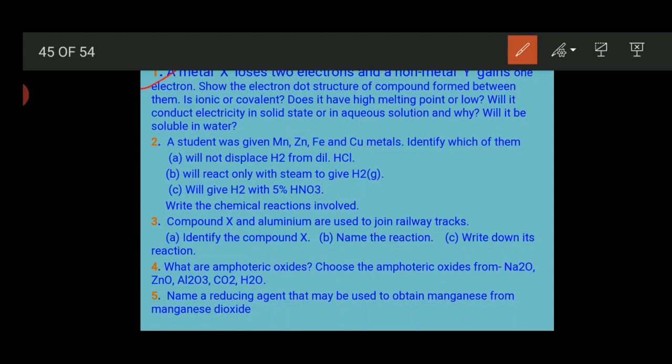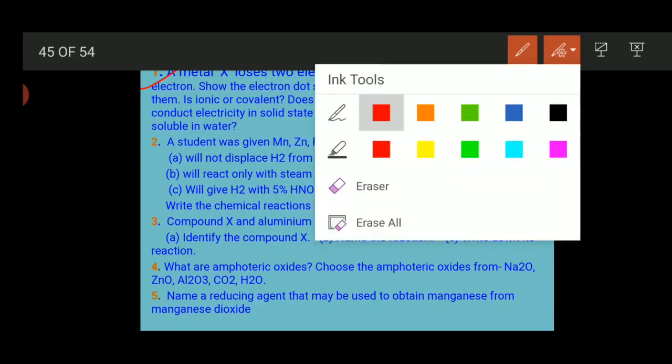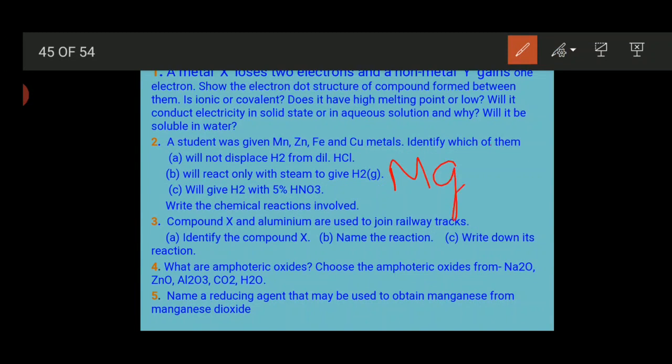A metal X which has a tendency to lose 2 electrons might belong to the second group of the periodic table, so it is magnesium. Now non-metal Y gains 1 electron, so it should be chlorine. So we should take 2 atoms of chlorine and form the compound MgCl2. In that, MgCl2 is formed by the transfer of both the electrons of magnesium to 2 different atoms of chlorine.